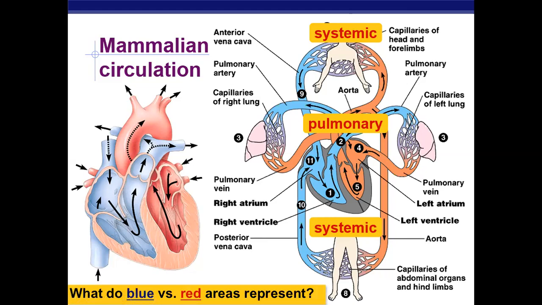So what do blue versus red areas represent, right? Which areas are blood vessels that have oxygen in the blood, and which areas are blood vessels that do not have oxygen in the blood, right? The areas that are red are coming from the lungs and they have oxygen in them. The areas that are blue are going back to the lungs with blood that does not have oxygen in it. That's what the red and the blue represent.